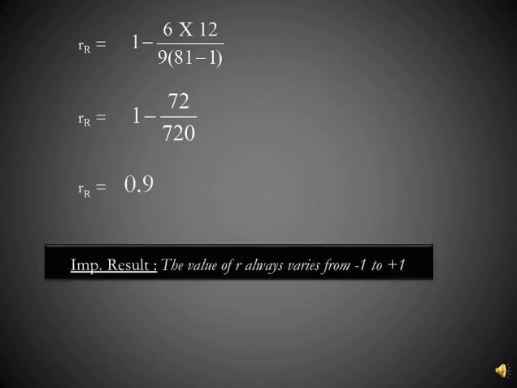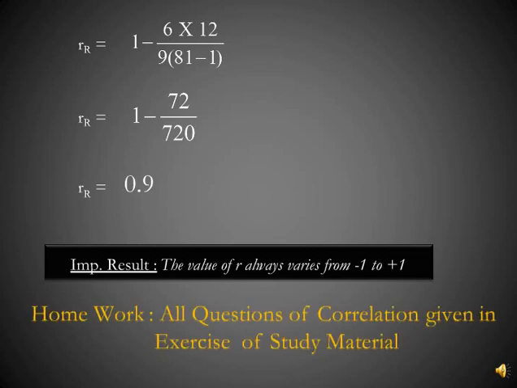Now another important thing to be noted here is that the value of r, that is the correlation coefficient, always varies from -1 to +1. So if your r comes greater than 1 or less than -1, it means you have made some mistake in your calculation. Now you must try all questions of correlation given in the exercise of your study material and ask your queries if any.